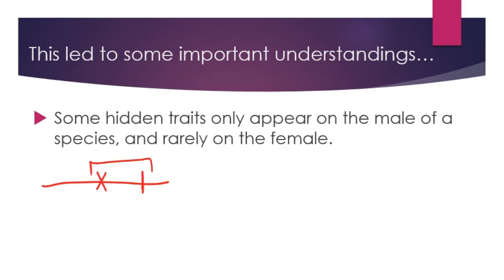And the last thing that they also noticed was that some traits only seem to appear on the male of a species and rarely in the female. This led scientists to believe that the traits must be closely together if they are related to sex. So they must be somehow recorded closely together so that when a sex is passed on to an organism, that trait is passed on with it.